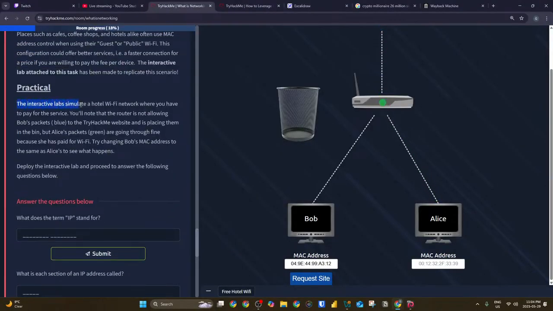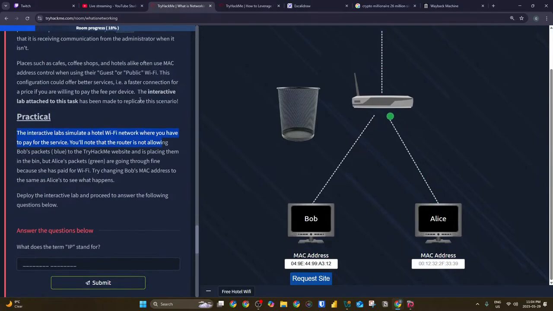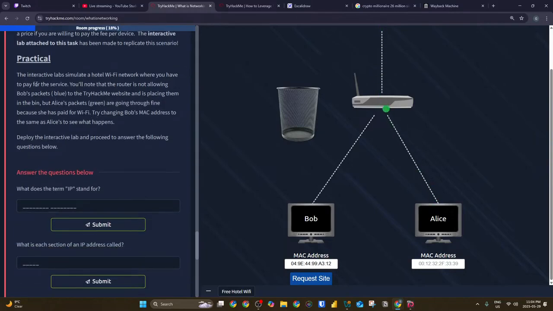Okay. So, practical. The interactive lab simulates a hotel Wi-Fi network, right? The one we were talking about, where coffee shops and cafes have guest or public Wi-Fi. You will note that the router is allowing Bob's blue packets to the TryHackMe website and is placing them in the bin, but Alice's green ones are going through fine because they are paid for Wi-Fi. Try changing Bob's MAC address to the same as Alice's to see what happens. Deploy the interactive lab and proceed to answer the following questions.